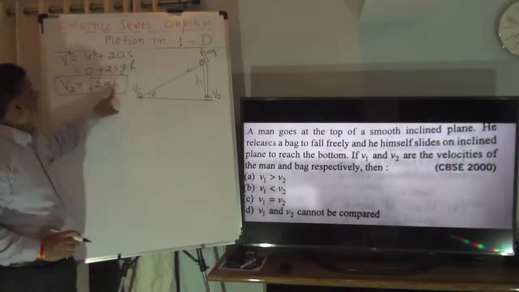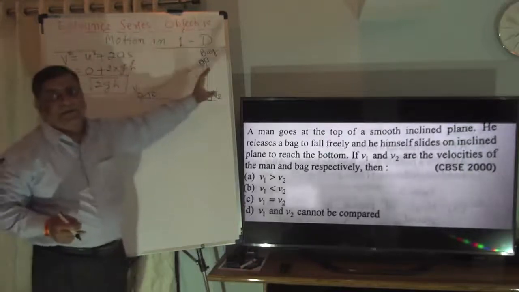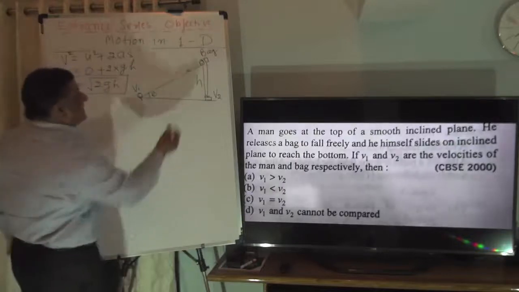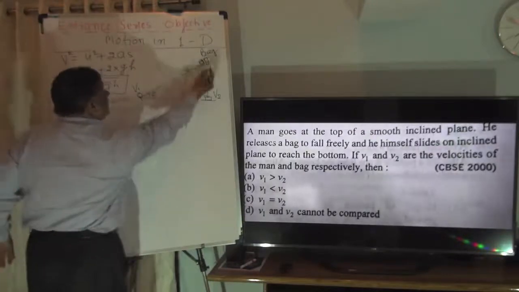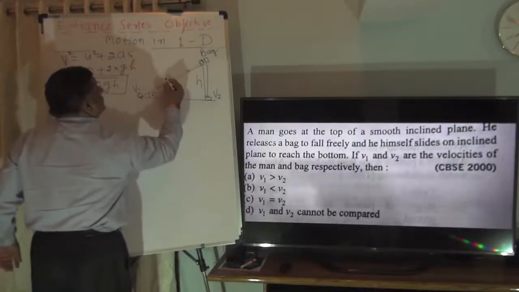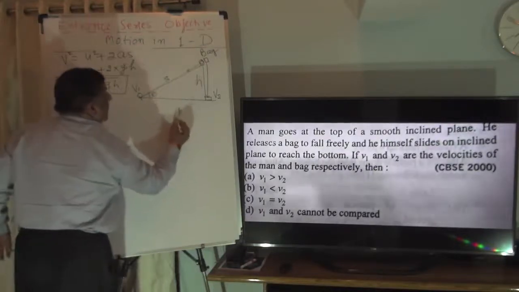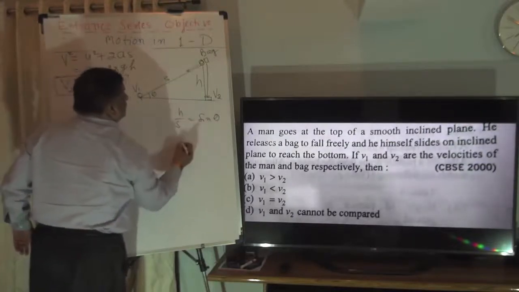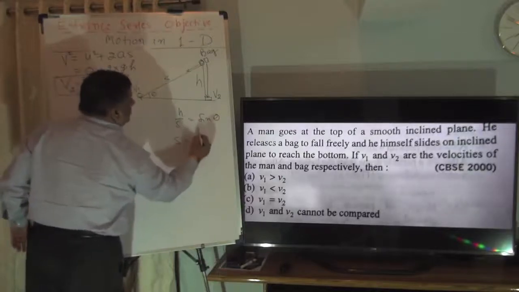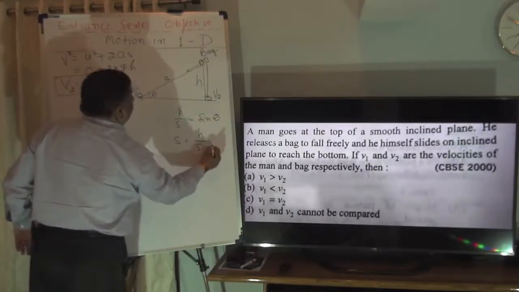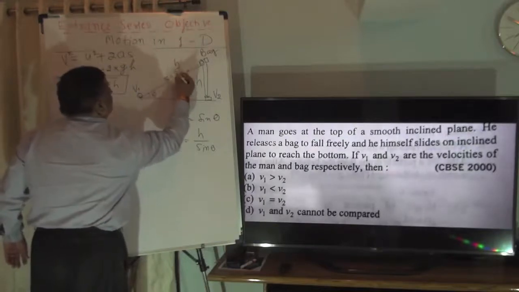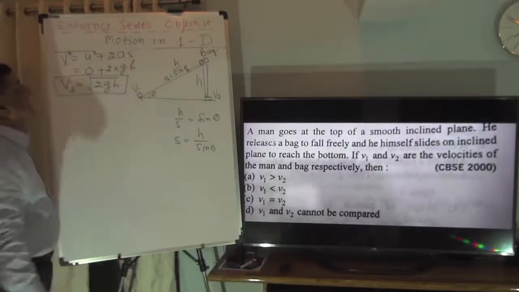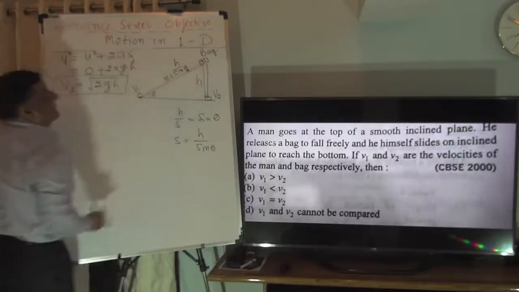If you come back here, we have agreed that this is height H. Now if this is height H, how much will be this? Let us say this is equal to S. Then H upon S is sine theta. S is equal to H upon sine theta. So S is equal to H upon sine theta in the language of H. Okay, this is S.